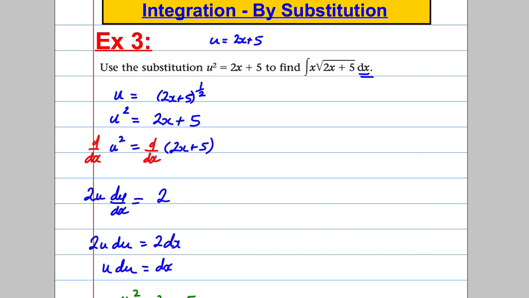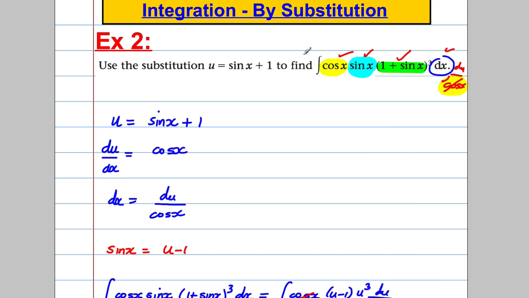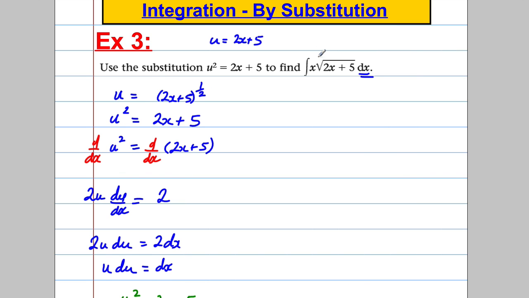Okay, in all the previous cases, let's just look back at our three examples. We were asked to do an integral and we used substitution, but all of these were indefinite integrals. And by that, I mean there were no limits. In example 1, in example 2, and in example 3, there were no limits either. Now what we need to do is to consider ones where there are limits.